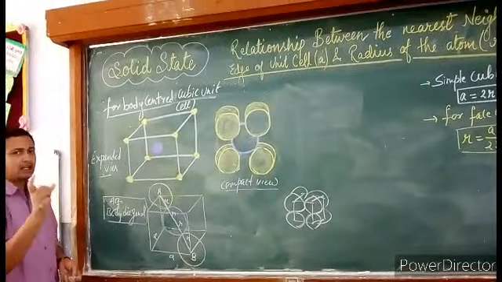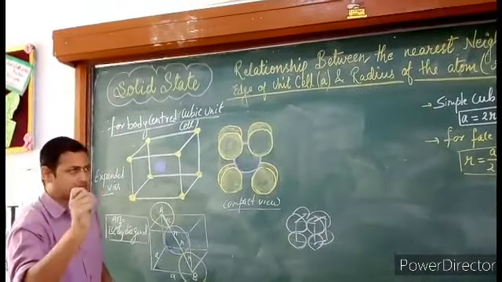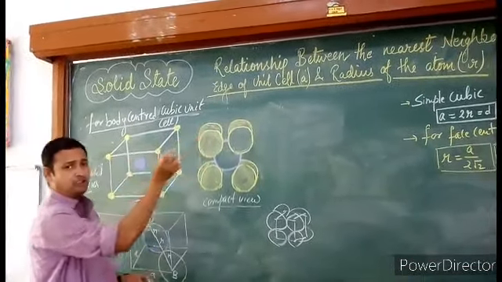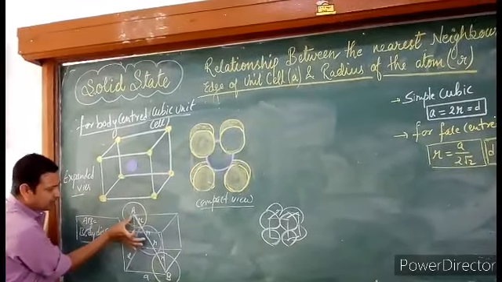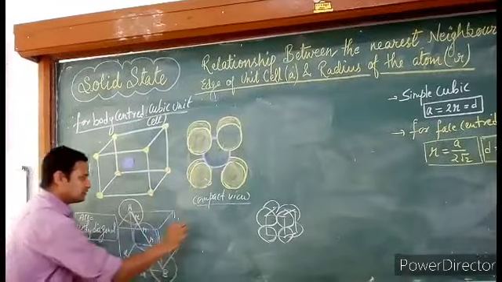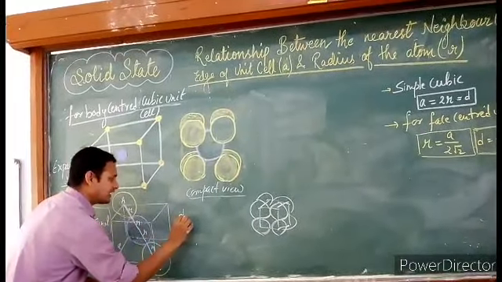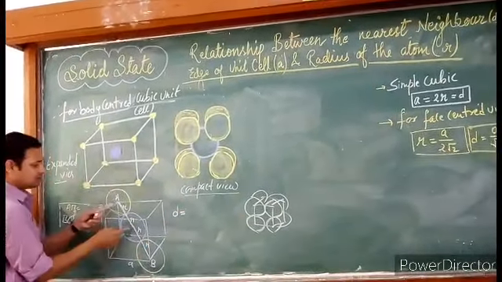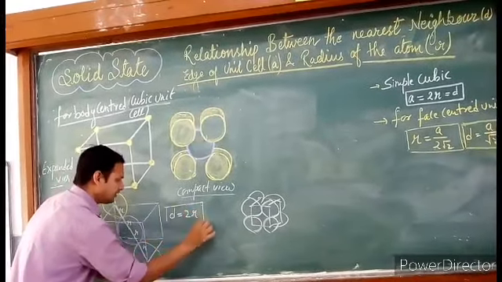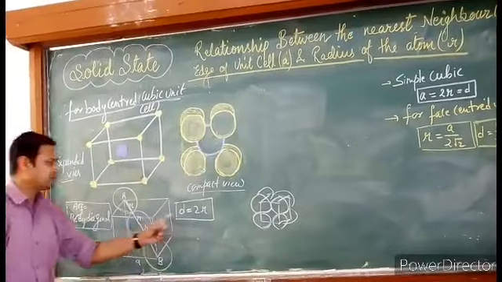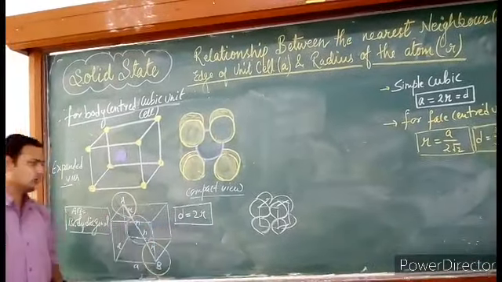Now, if you try to locate the distance between two closest atoms, what is it? The distance between two closest atoms is 2R, 2 times R. Always the distance between two close atoms will be 2R.